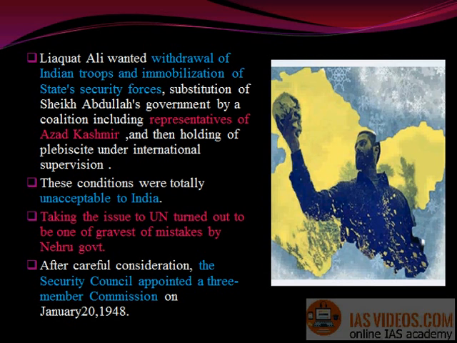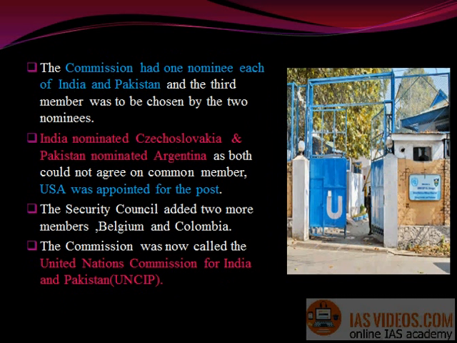After careful consideration, the Security Council appointed a three-member commission on January 20, 1948. The commission had one nominee each of India and Pakistan, and the third member was to be chosen by the two nominees. India nominated Czechoslovakia and Pakistan nominated Argentina. As both could not agree on a common member, the USA was appointed for the post. The Security Council added two more members, Belgium and Colombia. The commission was now called the United Nations Commission for India and Pakistan, UNCIP.